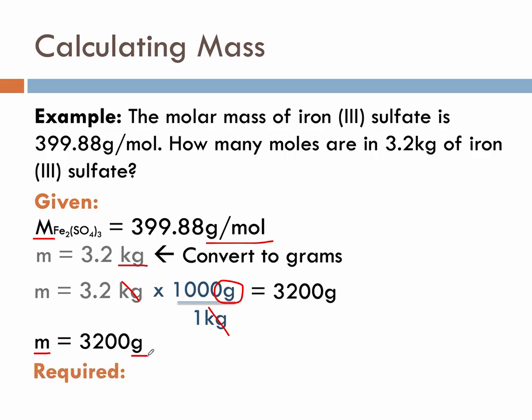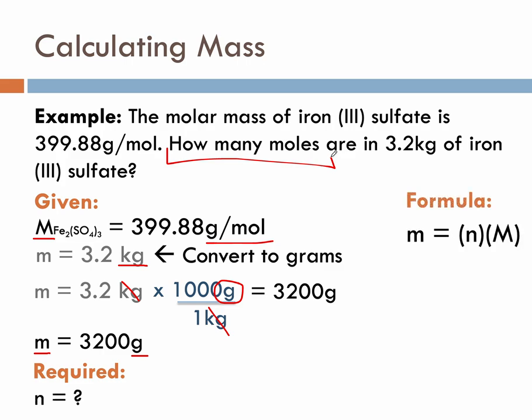Okay, next we write down what we're required to find here. We're asked in the question, how many moles are there? So we want to find the number of moles. That symbol is little n, so that's my required. And the formula we'll be working with is mass is moles times molar mass. So that's where we're at.